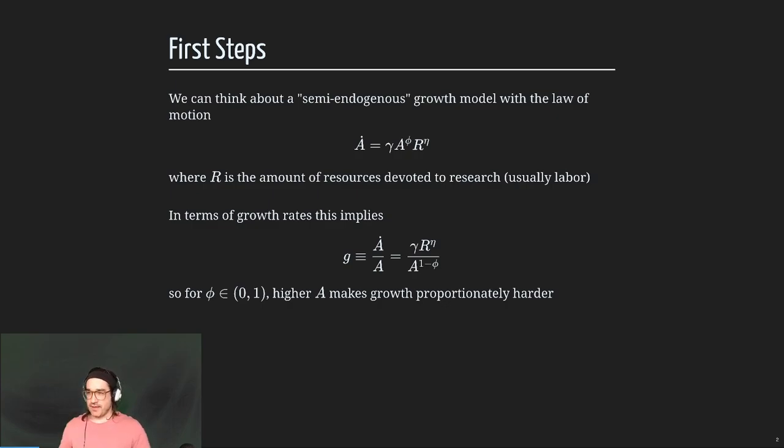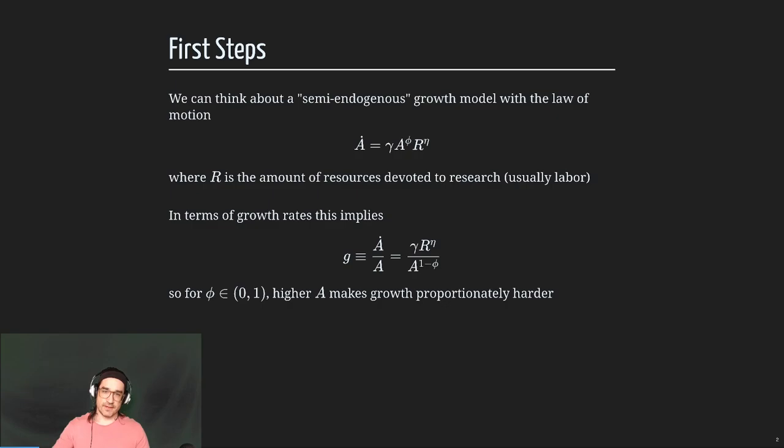The idea is that the growth in technology has some dependence on past technology, in the sense that there's sort of a chain. You need to understand step A before you move to step B.